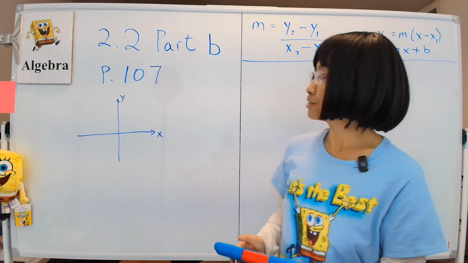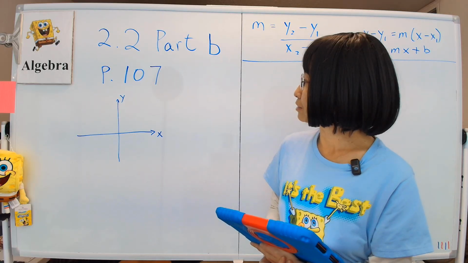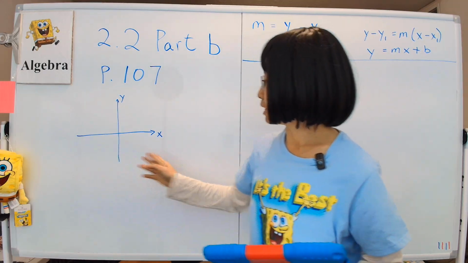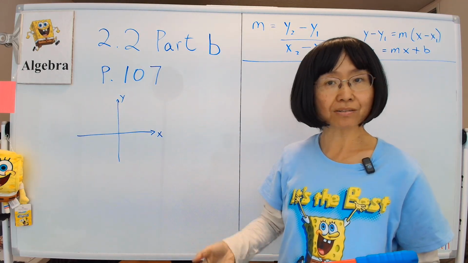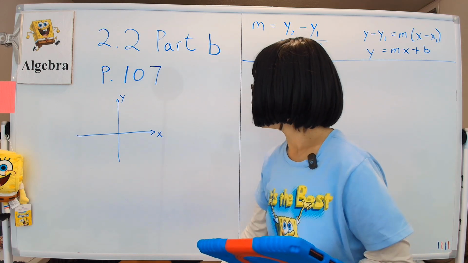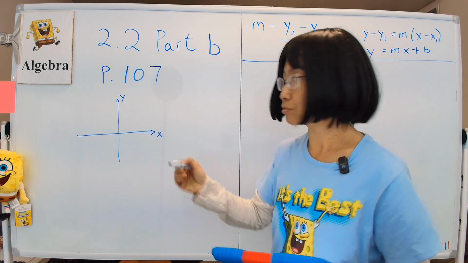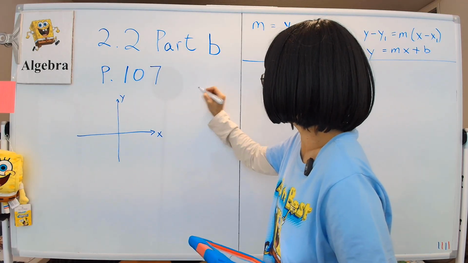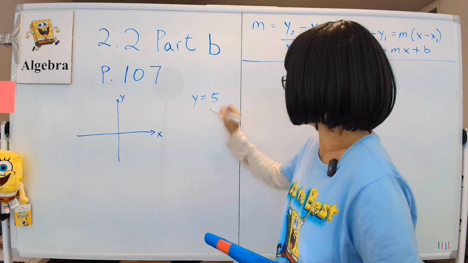Now next, let's look at page 107, where we consider vertical and horizontal lines. What that means is, what happens if a line is completely horizontal or completely vertical? How will we represent it? The horizontal lines are represented as y equals a number. For example, consider y equals 5. I'm just making this up. Let's consider the line y equals 5.